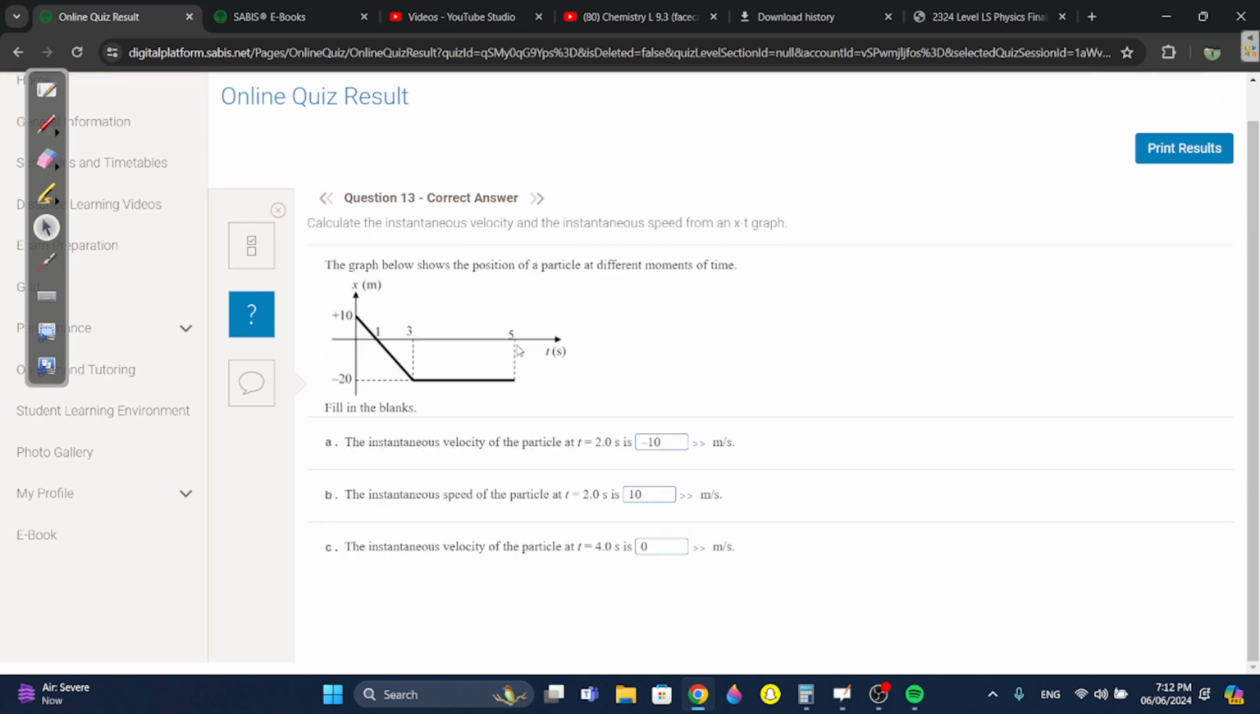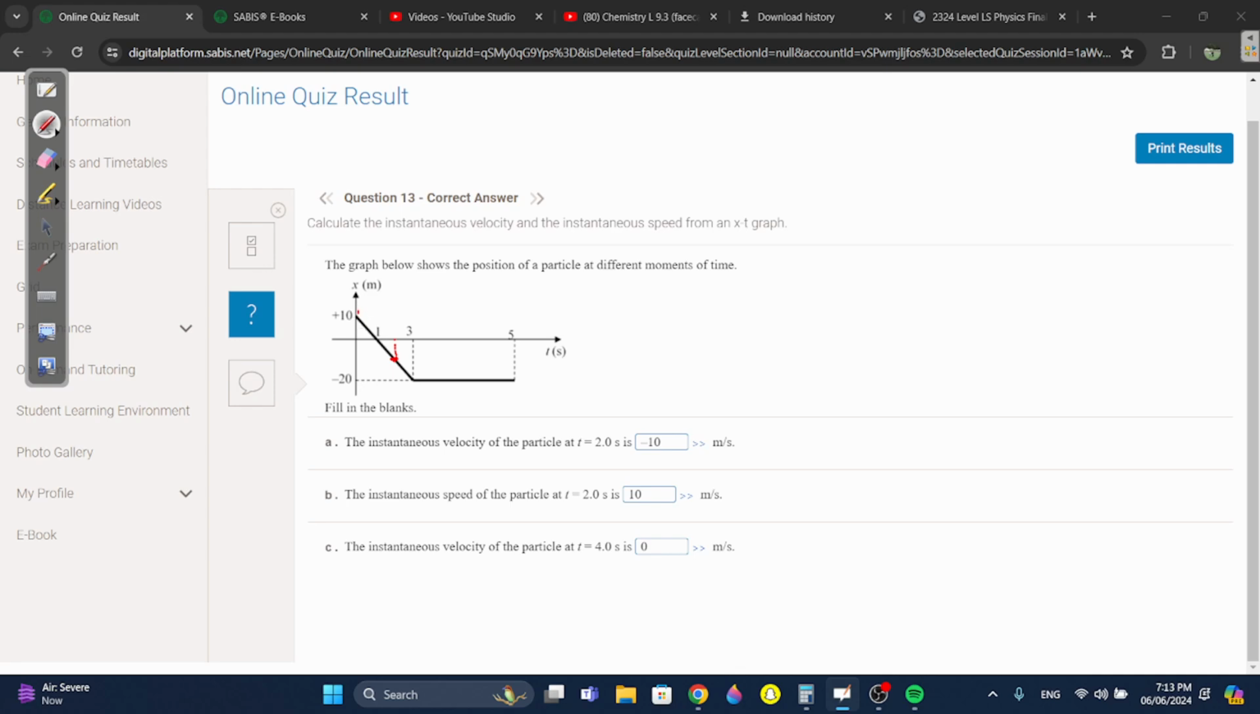Question 13. What is the instantaneous velocity at t equals 2 seconds? Okay, t equals 2 seconds over here, yeah? How do you find the instantaneous velocity? You will get a question like this, I'm sure. If you want to find the velocity from a graph and you don't have any numbers at that point they ask about, more than likely, 99% of the time, that point would lie on a straight line.